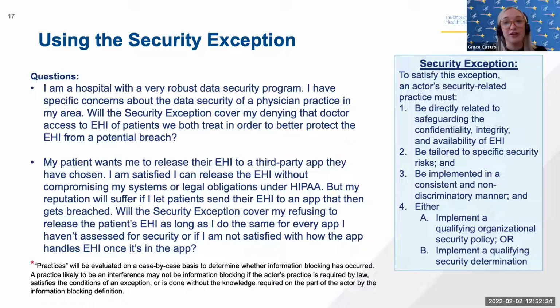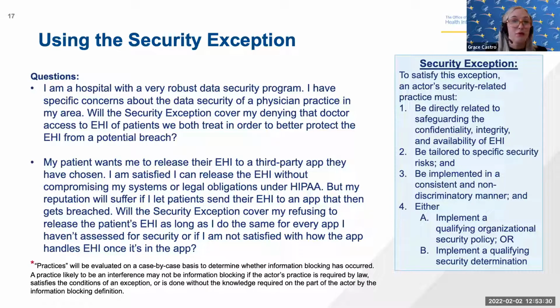However, an actor can still educate patients about third-party apps without creating an interference under the information blocking rules, but there are conditions that have to be met. So when the education meets certain criteria, we will not consider that to be an interference under information blocking. First, the information that's provided by actors must focus on any current privacy and/or security risks that are posed by the technology or the third-party developer of that technology. Second, the information must be factually accurate, unbiased, objective, and not unfair or deceptive. And third, the information must be provided in a non-discriminatory manner.